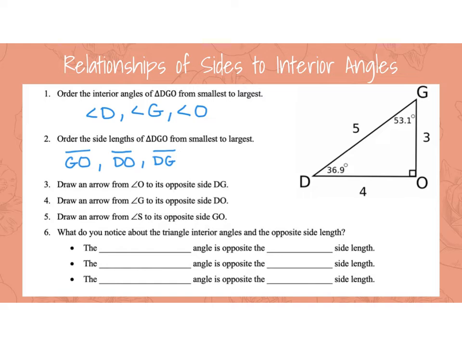When we are writing sides, notice how we put the line up above our two letters that make up the side. The order of the letters that make up the side don't matter, so you can put OG instead of GO. When we are writing the order for angles, we write that it's an angle by the less than sign.